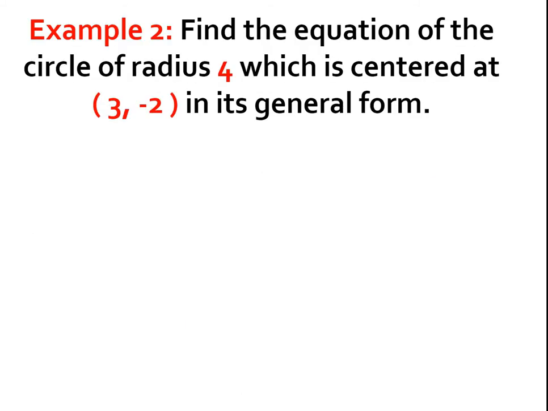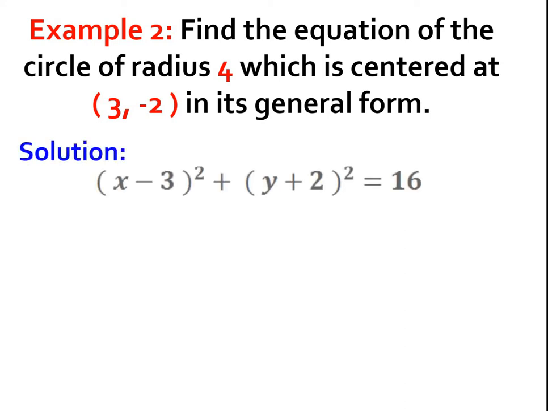Example number 2. Find the equation of a circle of radius 4 which is centered at (3, negative 2) in its general form. So first, we express that in the standard form: the square of (x minus 3) plus the square of (y plus 2) equals 16. So 16 comes from 4 squared.